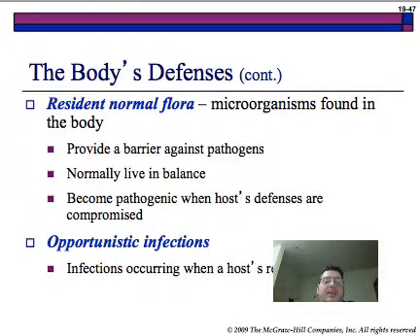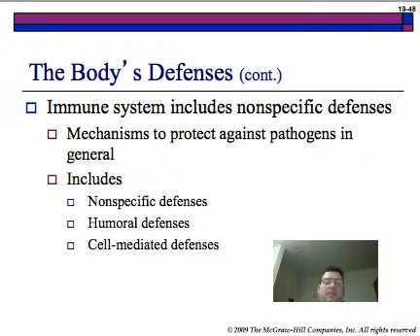The body defenses are resistant to normal flora. Microorganisms found in the body provide a barrier against pathogens and normally live in balance with our body. Those are the normally present microorganisms, which become pathogenic when host defenses are compromised. And this can cause what I talked about earlier, an opportunistic infection: infections in which host resistance is low. In other words, normally your immune system would be built up enough to fight off this type of infection, but because your immune system is low, the infection is able to cause damage.